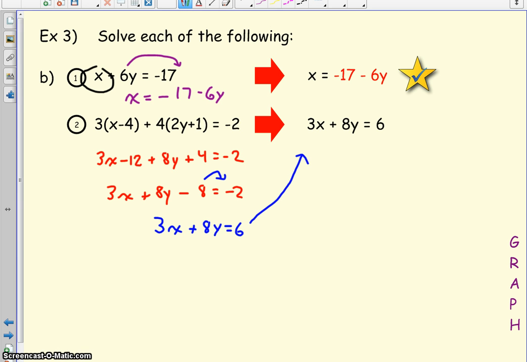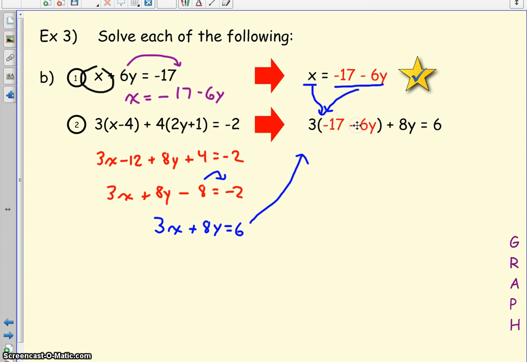Maybe you got further than this already. If not, what you want to do here is, again, here comes the big substitution step. We have a variable by itself, in this case, it's x. So we replace the x in the other equation with what we know about it. We know that's equal to negative 17 minus 6y, so that replaces the x in the other equation.